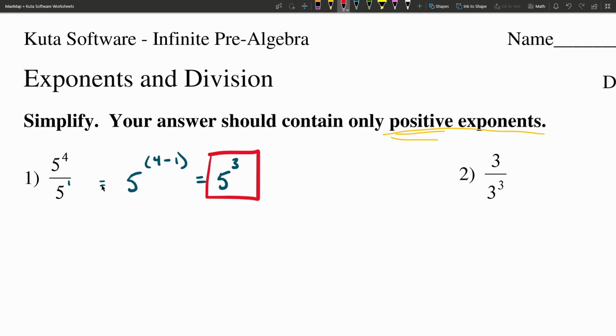And visually, if you want to see this worked out, think about 5 to the 4th. That numerator is 5 times 5 times 5 times 5, so 5 multiplied together 4 separate times. And in the denominator, we have 5 to the 1st, which is simply just 5. From this, we can simplify down by crossing out one 5 in the numerator and one 5 in the denominator to leave us with just simply a 5 cubed. Let's move on to number 2.